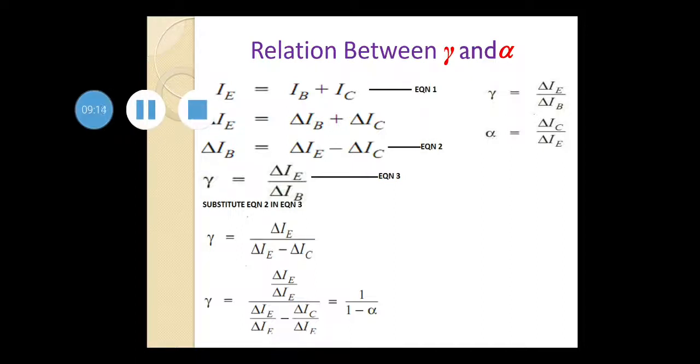So this was all about the configuration of the transistor in common collector and the relation between alpha and gamma, and we have completed the input and output characteristics of the transistor. Now I will go further.